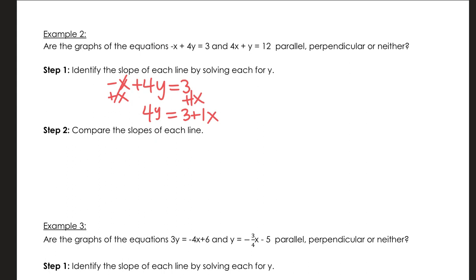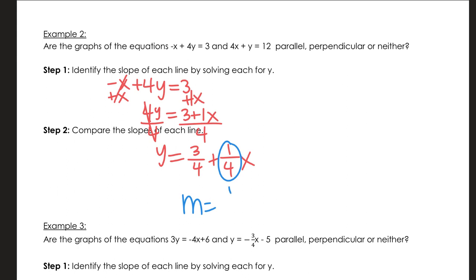Now I'm not done solving for y. I'm going to divide by that 4 on both sides of the equation, leaving me with y equals 3 divided by 4. Let me use my calculator. It gives me a decimal, so I'm going to hit math, enter, enter. So it's just 3 over 4. Again, I need to divide in my calculator. 1 divided by 4 is a decimal. I don't want that. Math, enter, enter, is 1 over 4. And don't forget the x. So of this first equation, my m is 1 over 4.